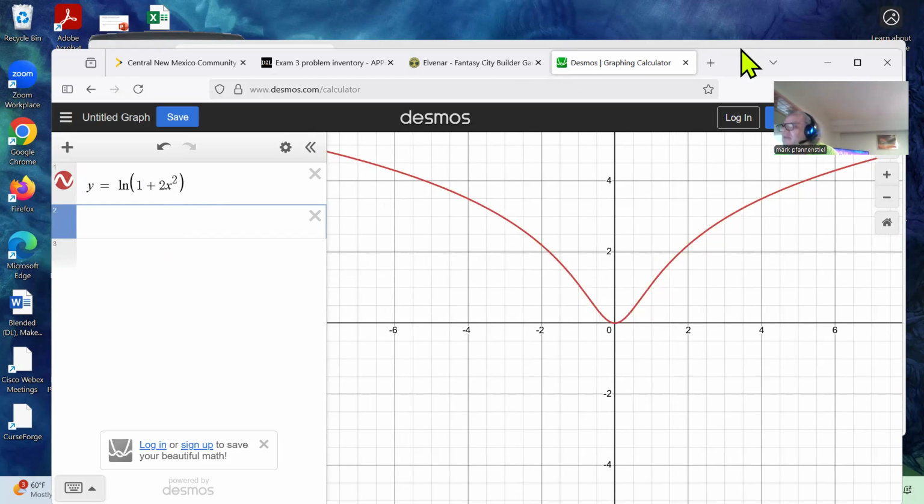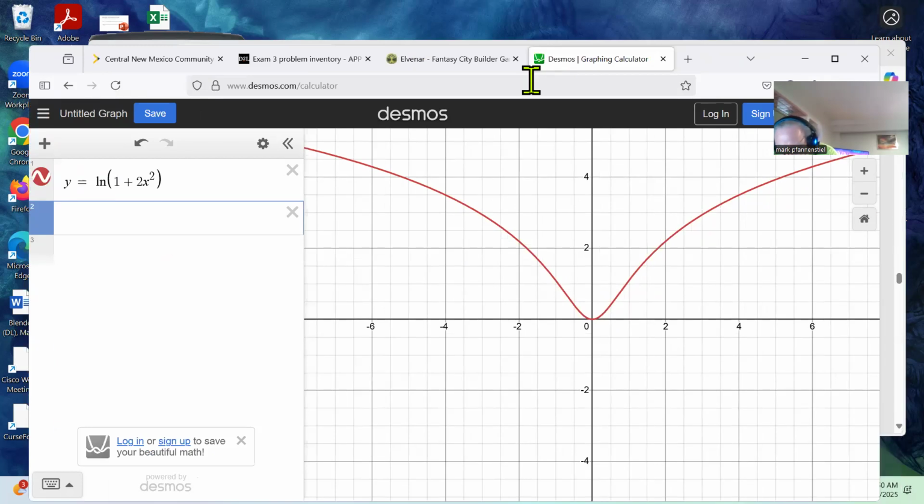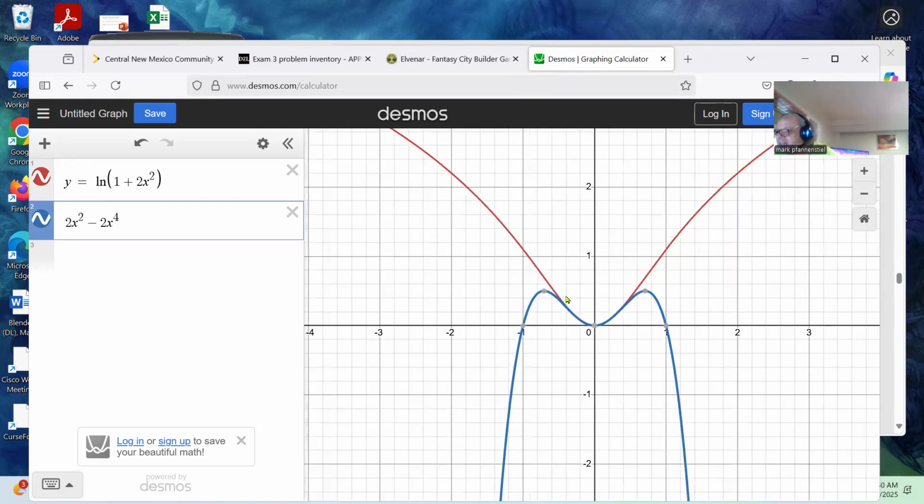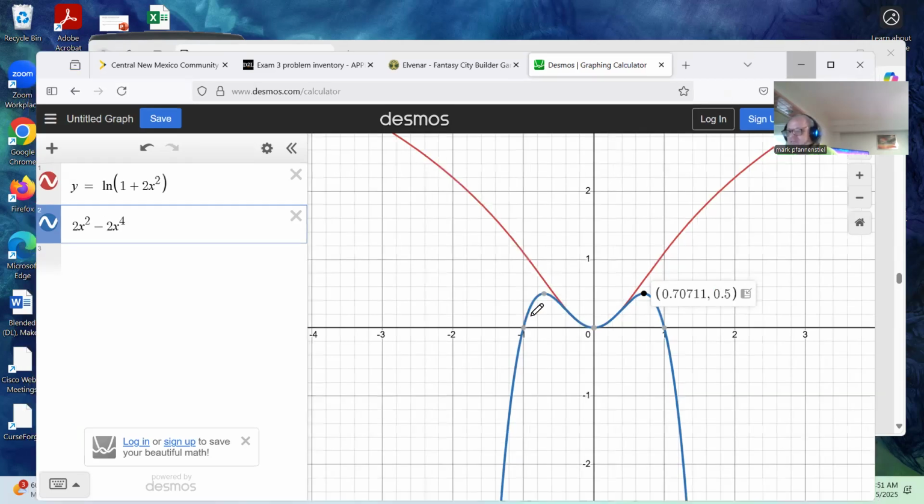And let's go ahead and look at this. This is 2x squared minus 2x to the 4th power. It's actually not too bad. I mean, it does approximate it right around 0. And again, if you did have problems where a natural log might be undefined, this polynomial is going to be just fine, and it does approximate it pretty well. So hooray, that looks pretty good.